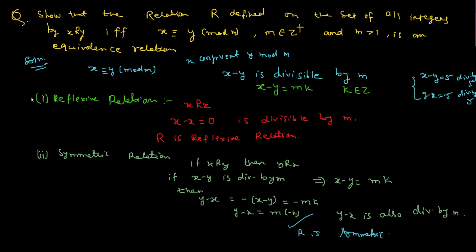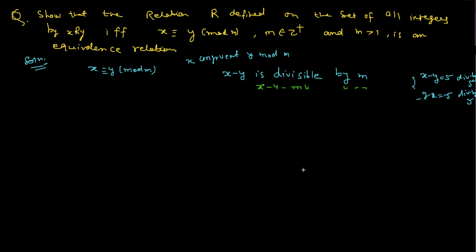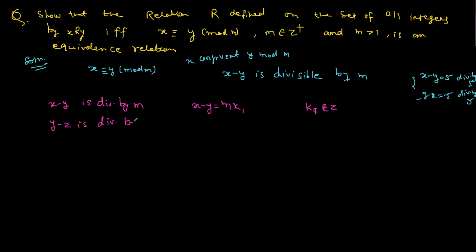Okay, now I will prove transitive relation. See, x minus y is divisible by m. You can write it as m times a multiple k, right? Let's suppose k1. K1 is any integer. y minus z is divisible by m. y minus z is m k2, right? K2 is also an integer.